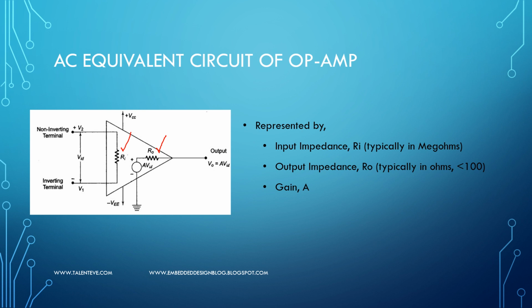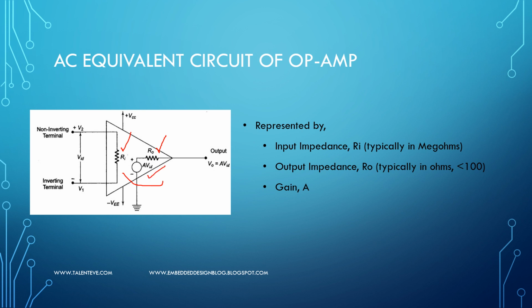Now here the input is applied to terminals V1 and V2, and the op amp considers the difference between these two terminals as VID. Now this VID will be multiplied by the gain of the operational amplifier. So that is what acts as a source to supply the output load that is connected to the op amp.